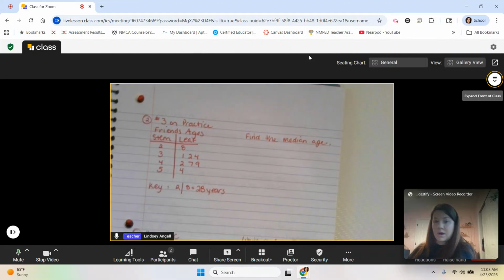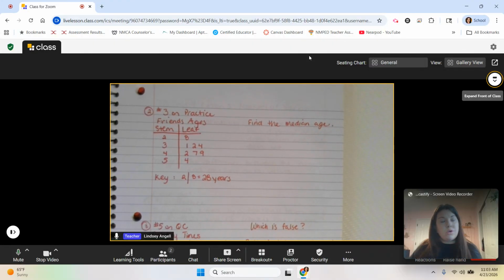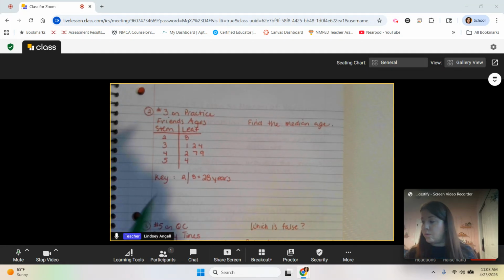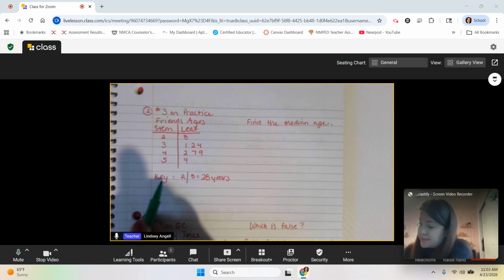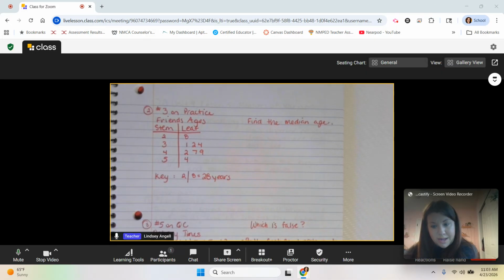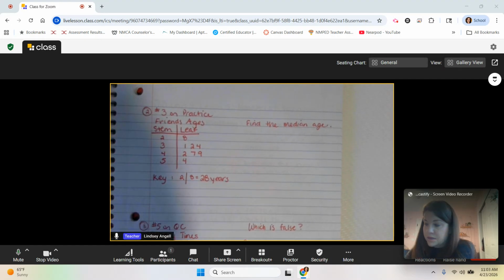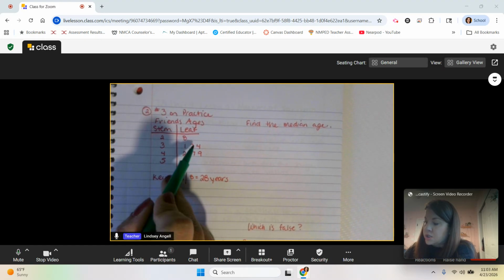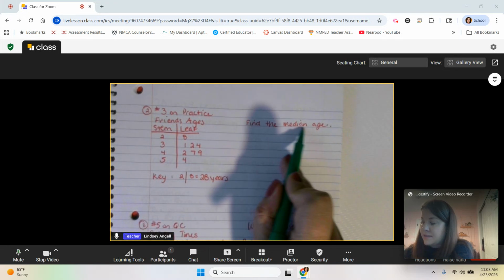Okay, number 2, I chose this one because of how the data was presented. It's presented in something called a stem and leaf plot, which we really haven't talked about yet. And so I thought it was important for us to figure out how to read a stem and leaf plot. So with this, it gives you a key. It says 2, then the big line, and then an 8 on the other side means 28 years. So for this, we're finding the median age.